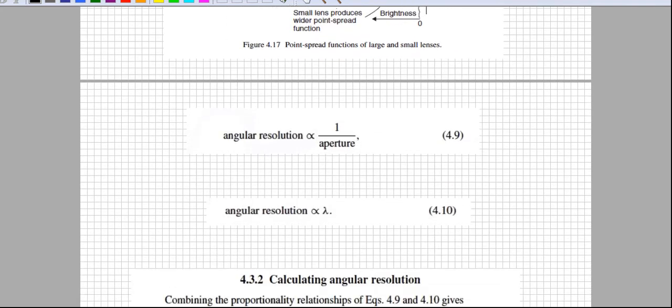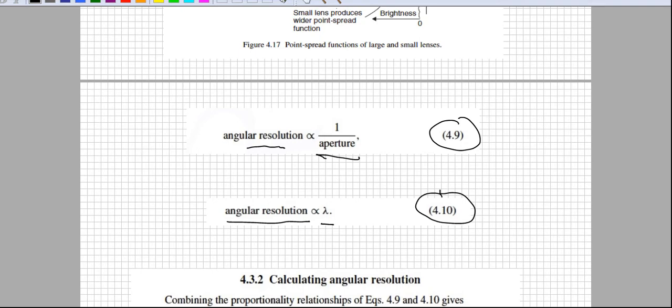Those are summarized right here in 4.9 and 4.10 in the text. In 4.9, we show the proportionality relationship. Angular resolution goes inversely with aperture. Bigger aperture means smaller angular resolution, and smaller angular resolution is better. Likewise, equation 4.10 says wavelength, remember this lambda means wavelength, is directly proportional to angular resolution, so bigger wavelength means worse or bigger angular resolution.